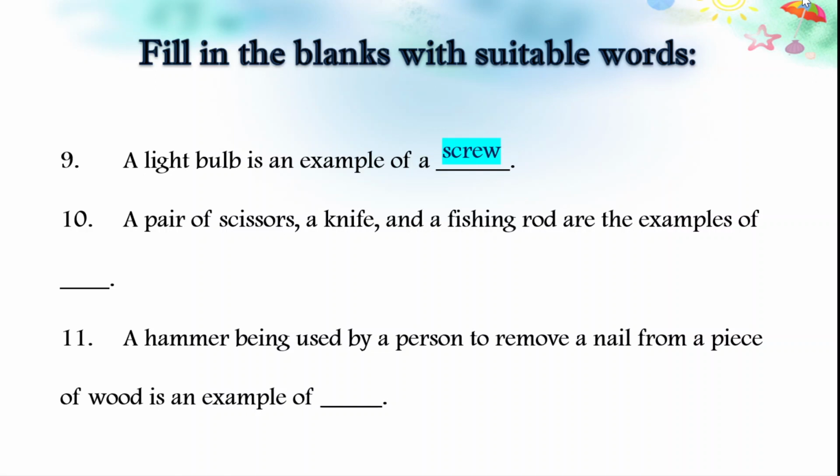A pair of scissors, a knife and a fishing rod, all are examples of levers. Basically lever consists of three parts. One is effort, another one is load and a fulcrum. So lever, you know, is a lengthy rod which is free to move about a fixed point, that is called fulcrum. So these are the examples of a lever.